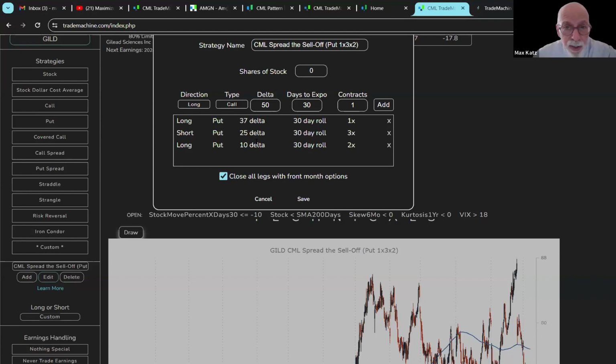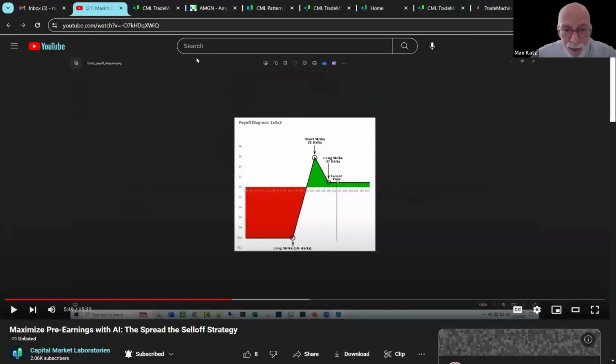So I must put the trade on for a credit of at least $1, and I want the width of my short put spreads to be no more than twice the width of my one long put spread. That's how I manage this red risk right here.